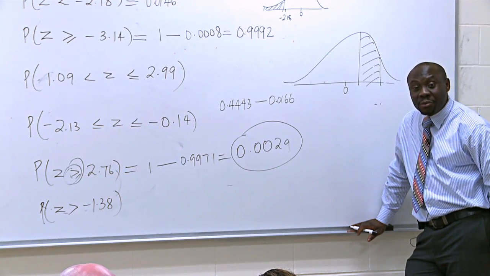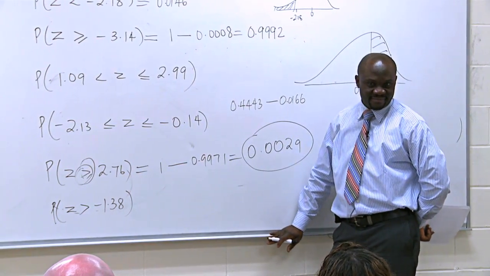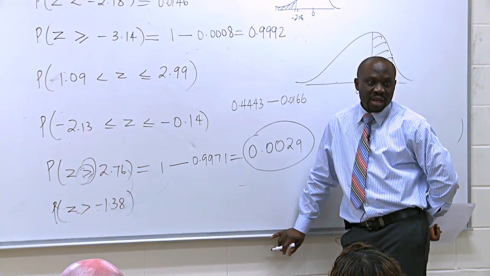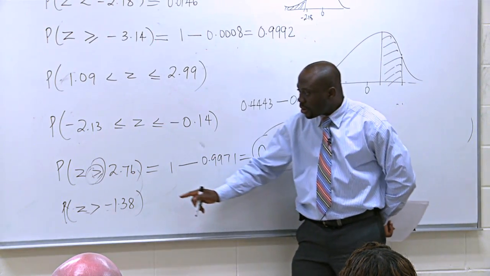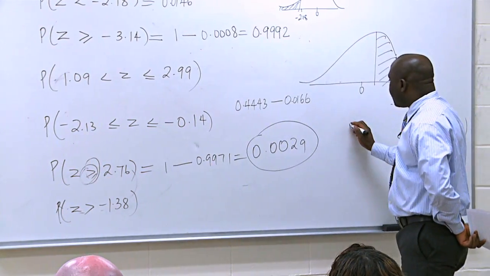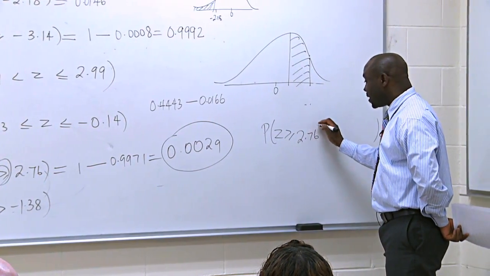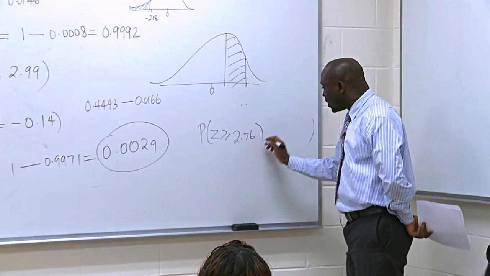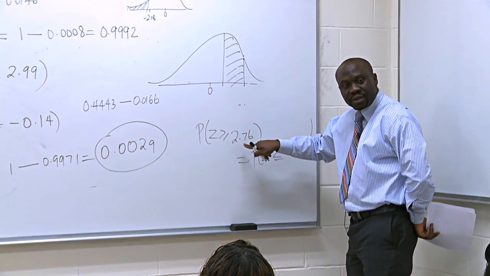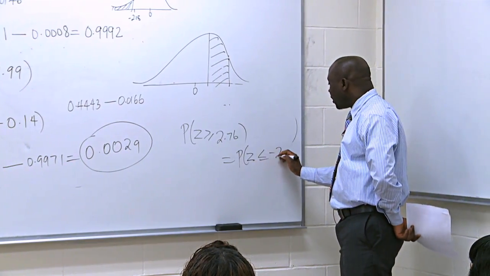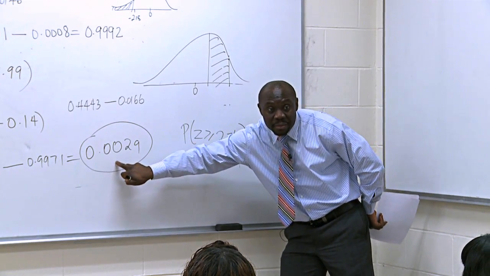Now what we say now is, what if you do not want to do 1 minus? If you don't want to do 1 minus, it's as simple as this. When given the probability of z greater than 2.76, you can change this to P of Z less than the opposite of this. What is the opposite of this? Negative 2.76. And when you read this, it must be the same as that.